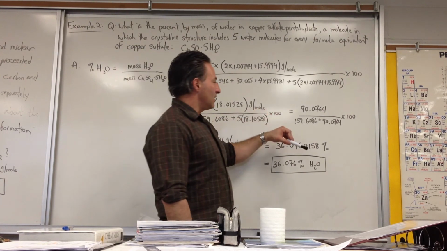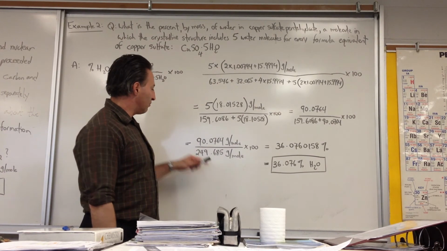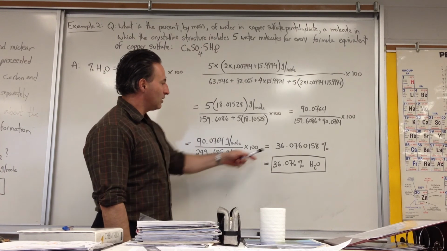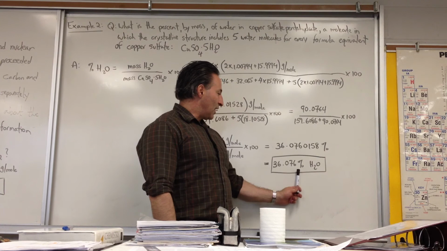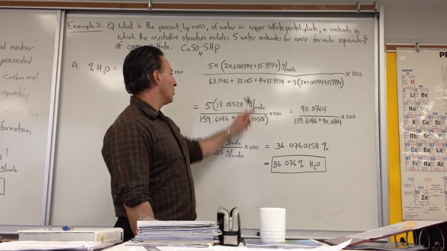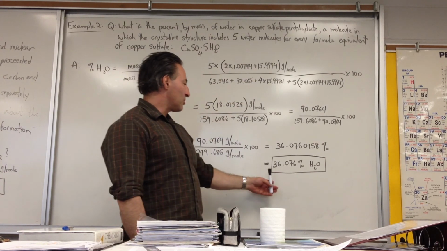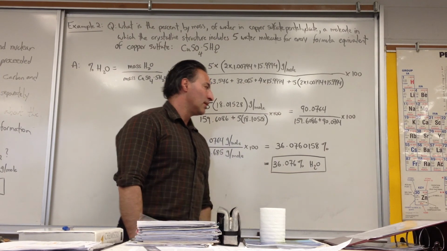The total mass then of copper sulfate pentahydrate is 249.685, of which 90 grams is only water. 90 divided by 249 gives you 36%. I reported the answer to 5 significant figures because the least accurate number in our calculation was the mass of sulfur. So copper sulfate pentahydrate is 36.076% water by mass.